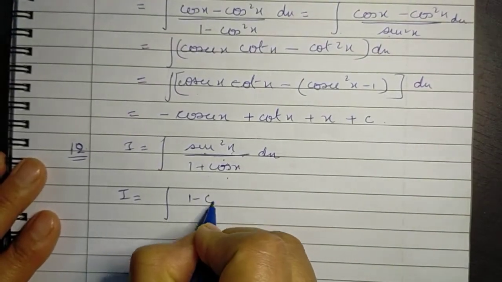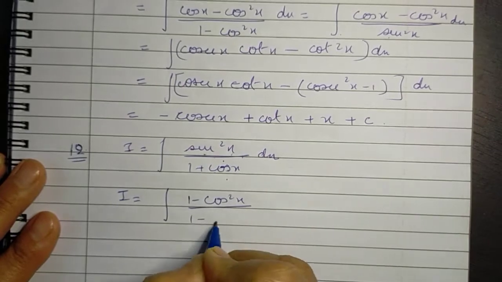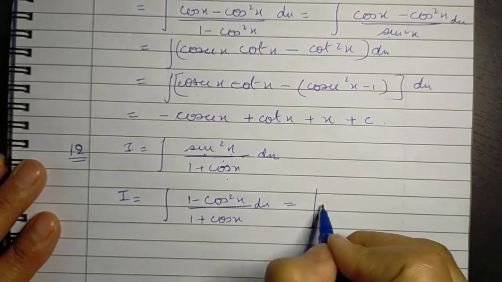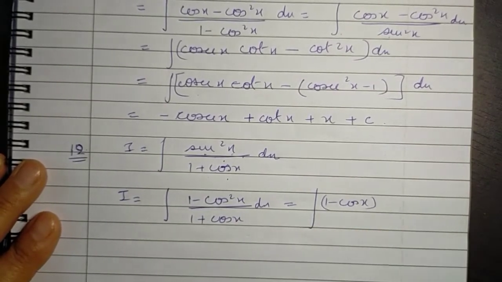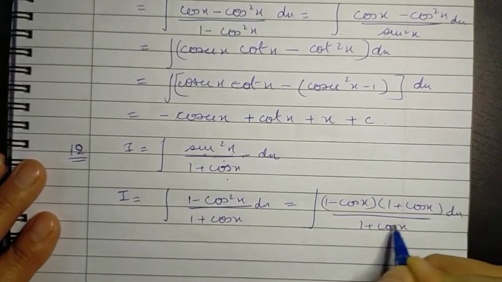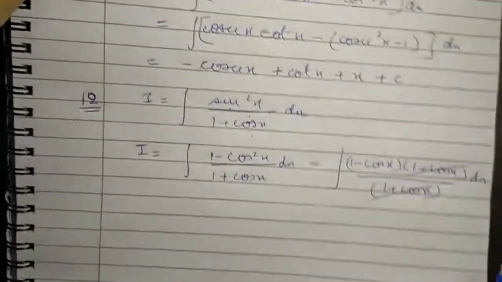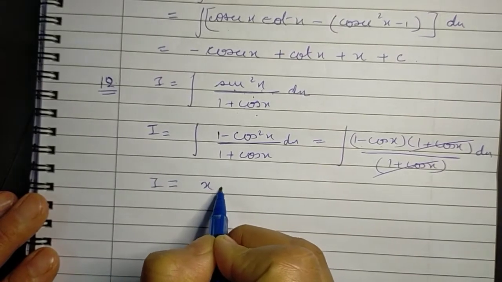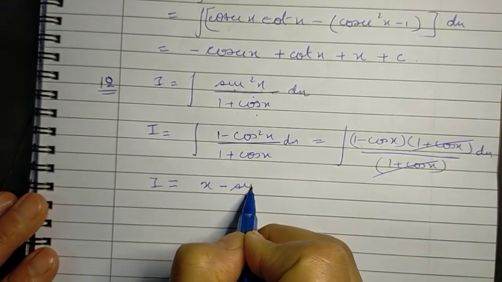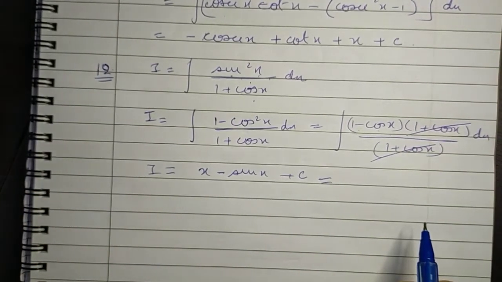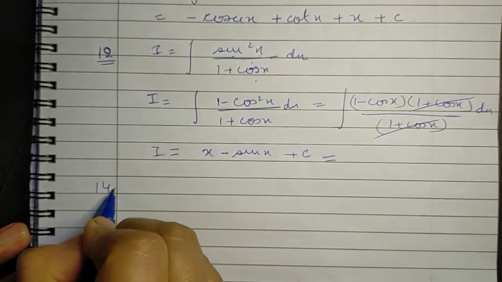So here what we do is we can write 1 minus cos squared x over 1 plus cos x dx. And now this can be written as 1 minus cos x into 1 plus cos x upon 1 plus cos x dx. Very clearly this term gets cancelled. We are left with a simple thing, that is 1 minus cos x, and the answer comes out to be x minus integral of cos x, which is sin x, plus a constant.